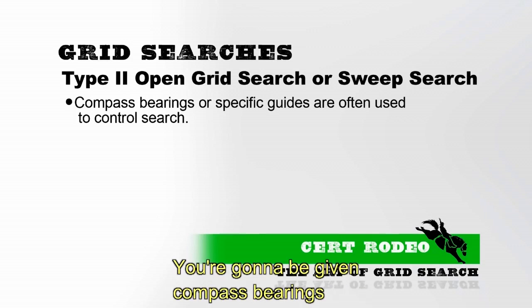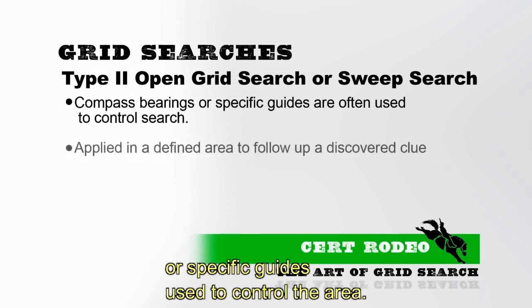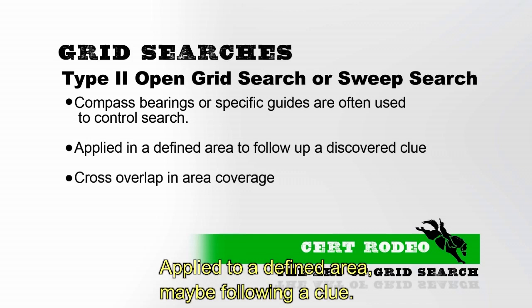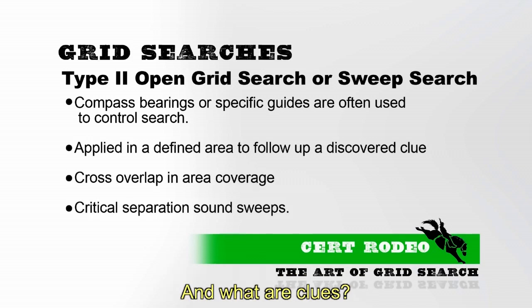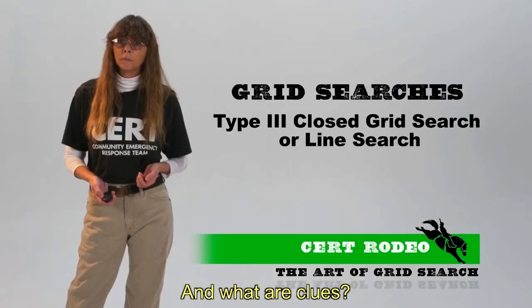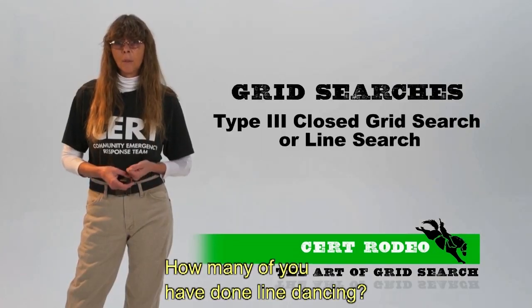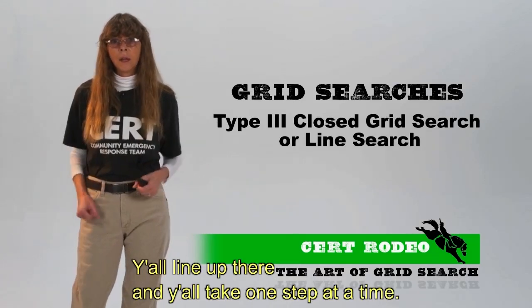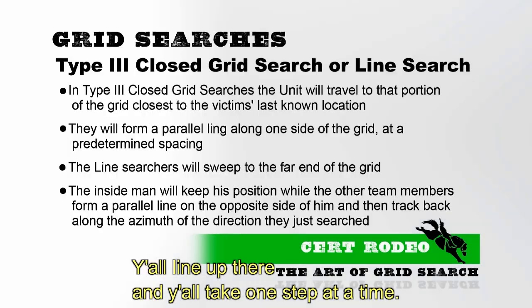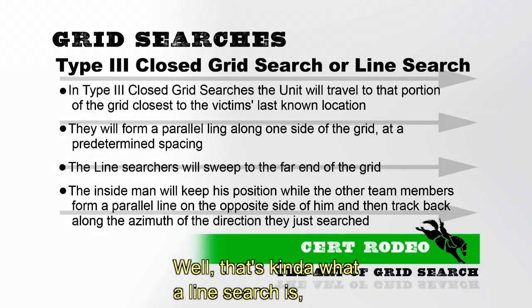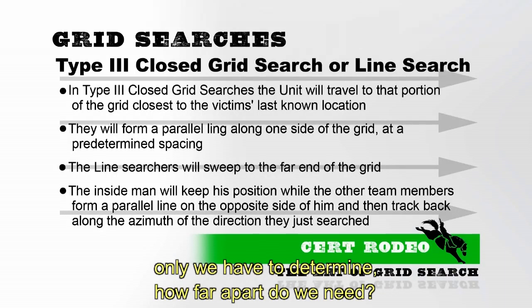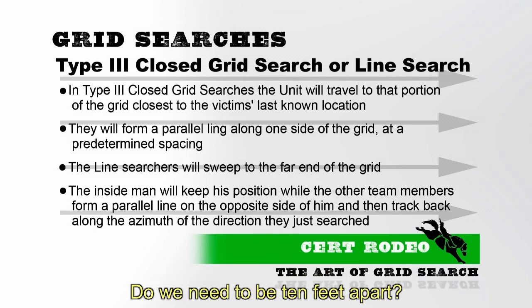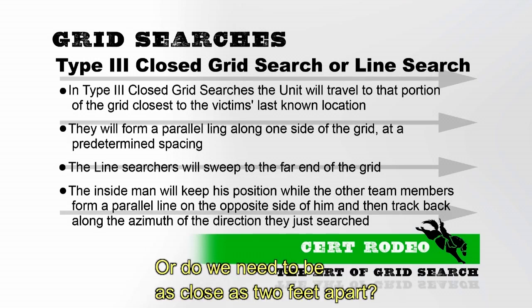You're going to be given compass bearings or specific guides used to control the area, applied to a defined area, maybe following a clue. What are clues? And then there's the line search. How many of you have done line dancing? Y'all line up there and take one step at a time. Well, that's kind of what a line search is, only we have to determine how far apart we need to be. Do we need to be 10 feet apart, or as close as 2 feet apart?